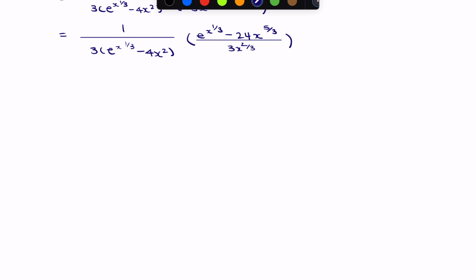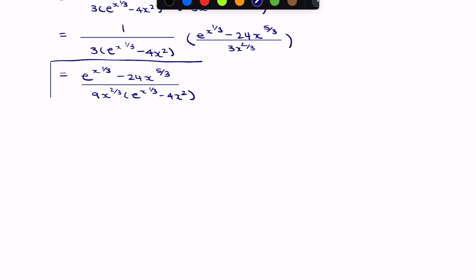Finally, putting it all together, multiplying the top and bottom, we'll get e to the power of x to the power of 1 over 3 minus 24x to the power of 5 over 3 over 9x to the power of 2 over 3 times e to the power of x to the power of 1 over 3 minus 4x squared. And that will be our final answer here.